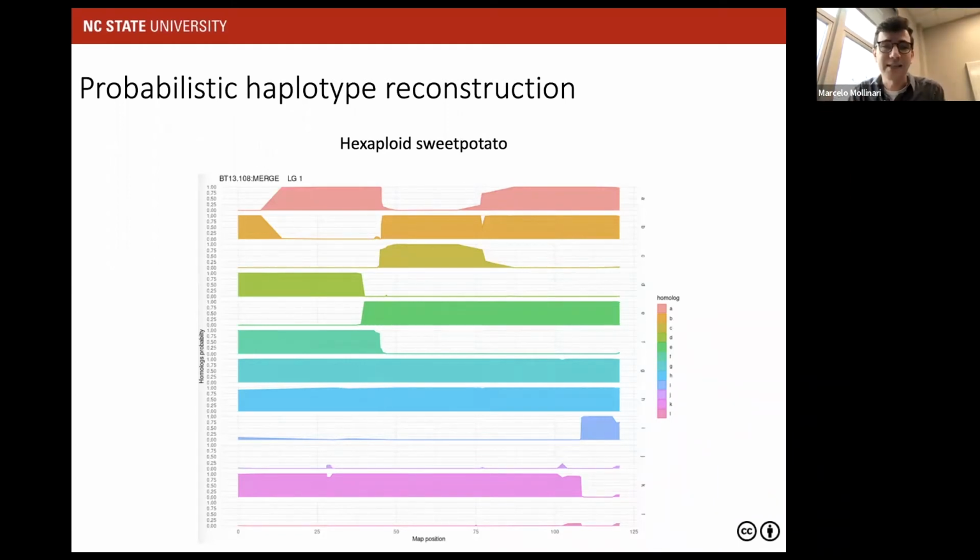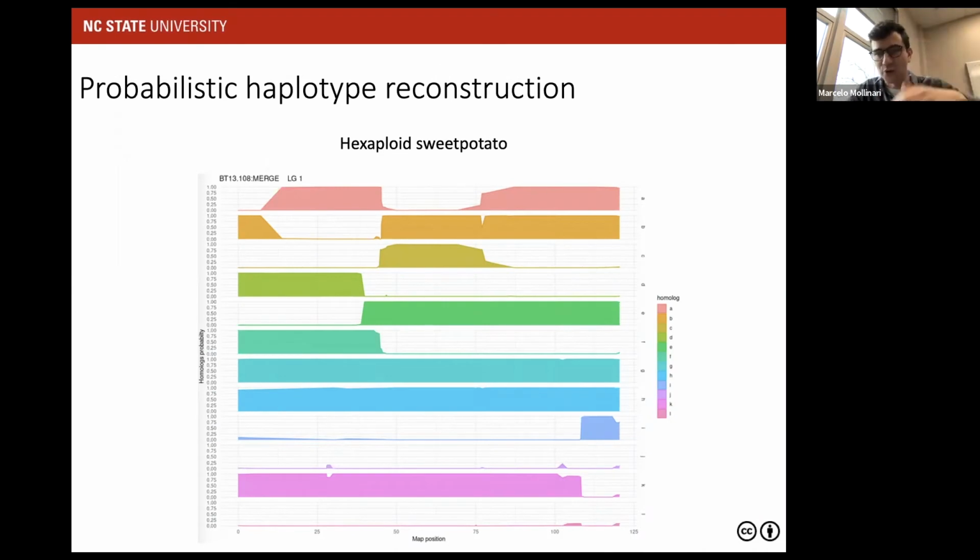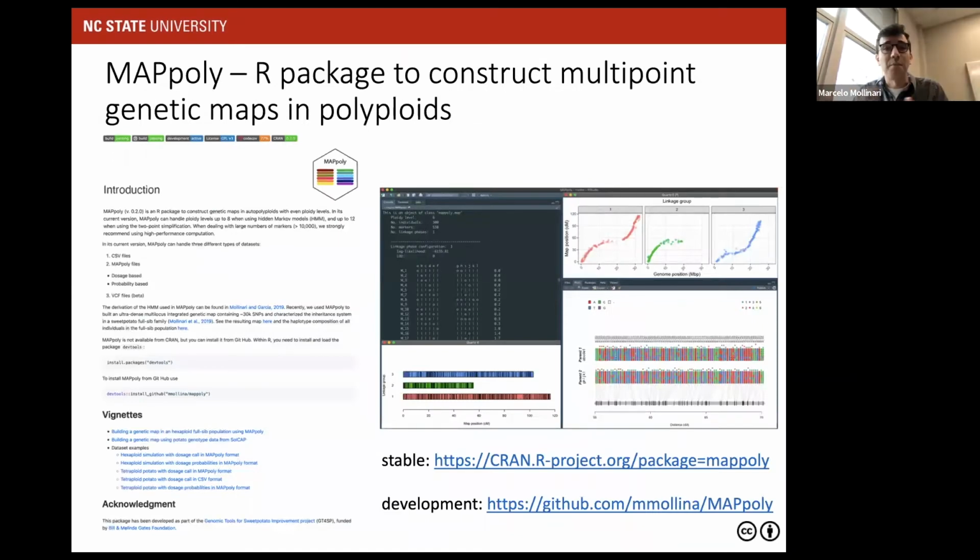And again, this is developed for any ploidy level. And of course, sometimes it's very beautiful to have all these graphics and statistics, but you need software to apply this. And we have this software. It's an R package to construct these maps. It's in its third version now.